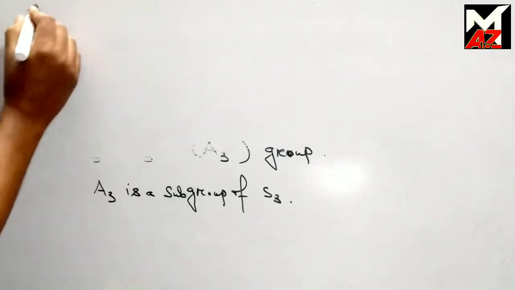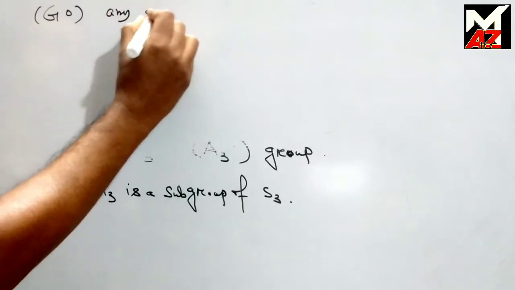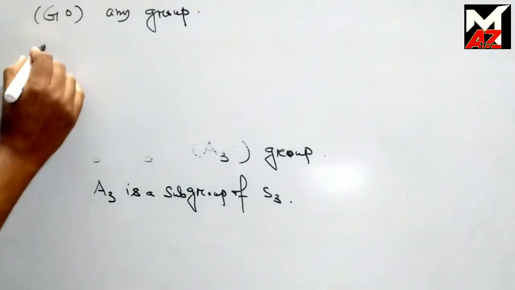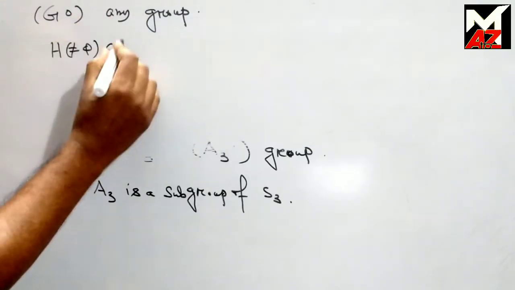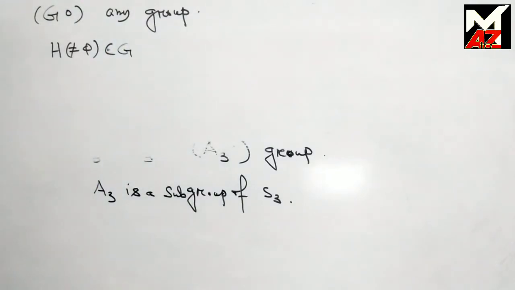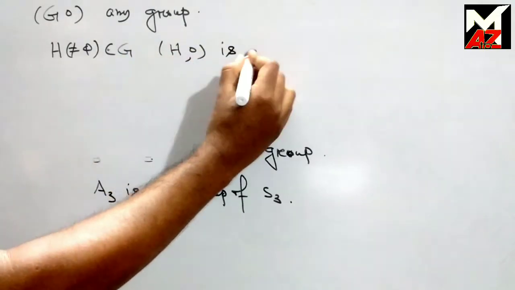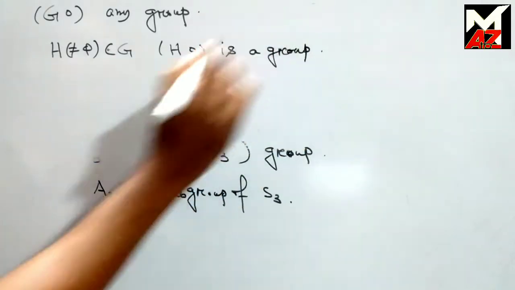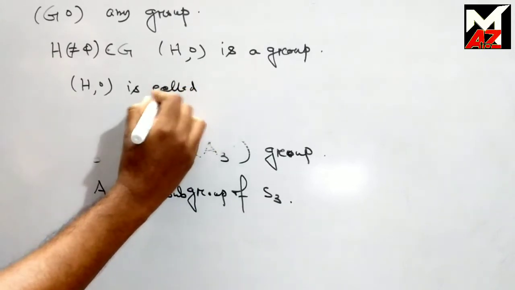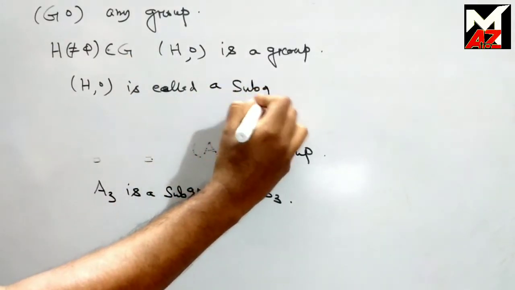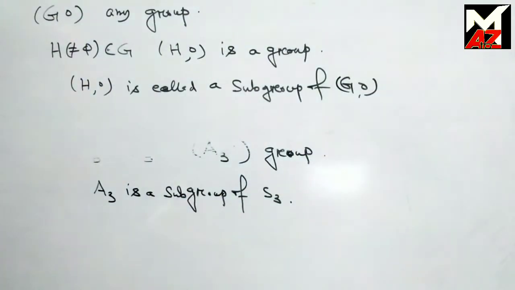Let G circle be any group and H be a non-empty subset of G. If H circle is also a group, then H circle is called a subgroup of G circle. Right? This is the definition of subgroup.